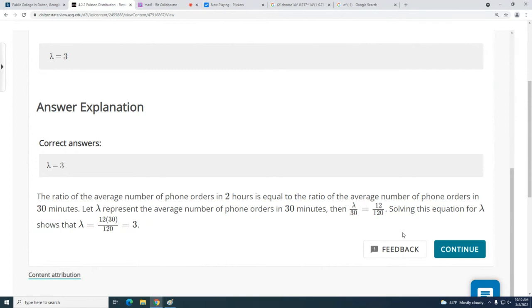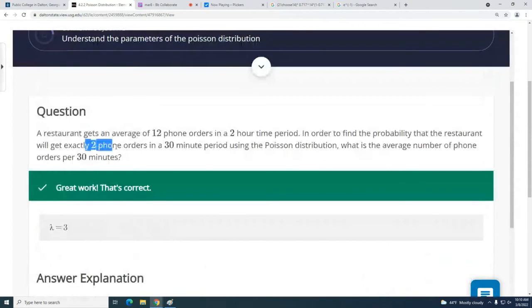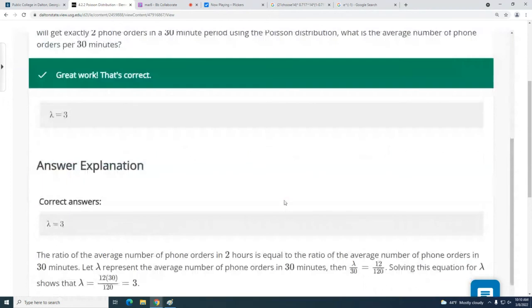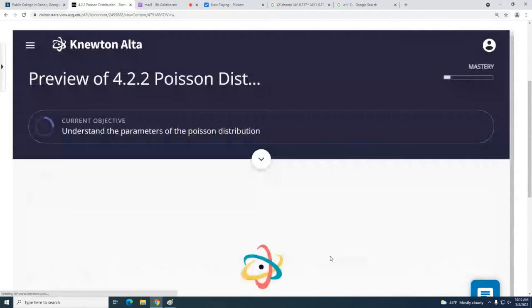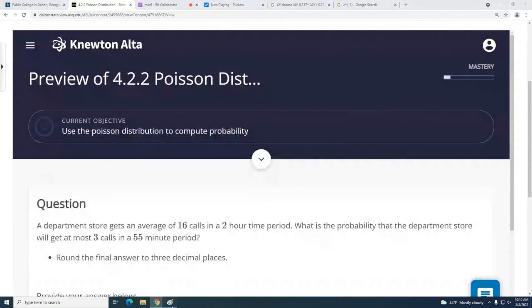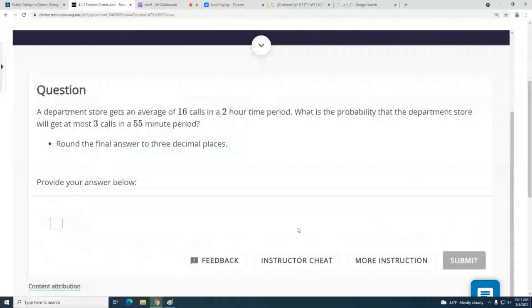So let's figure out a way to handle this kind of question, and this is the first step. If you have the wrong lambda, and you want to calculate the probability of 2, using the wrong lambda will lead you to the wrong number for the probability calculation. Okay, use Poisson distribution to compute probability. Okay, so this is a question.